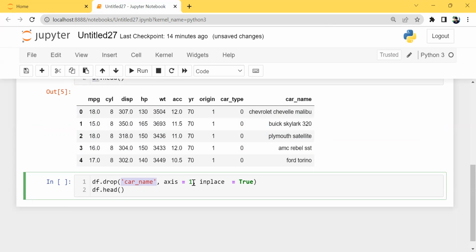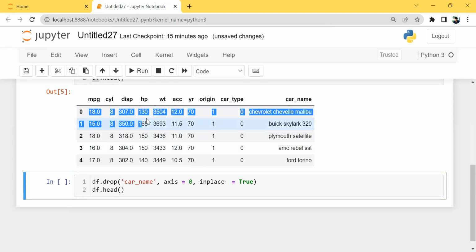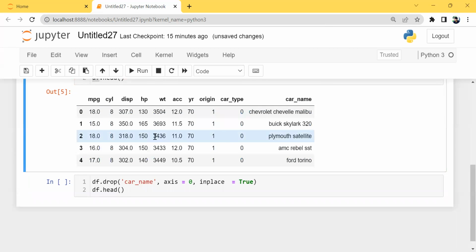So what does axis equal to 1 mean? Axis equal to 1 means we are saying this is a column, right? When you place 0 in place of 1, what we are saying is remove a row. But there is no row with the name car name. Since I need to remove the column, I'm passing axis equal to 1 here, and I need to drop that column permanently.